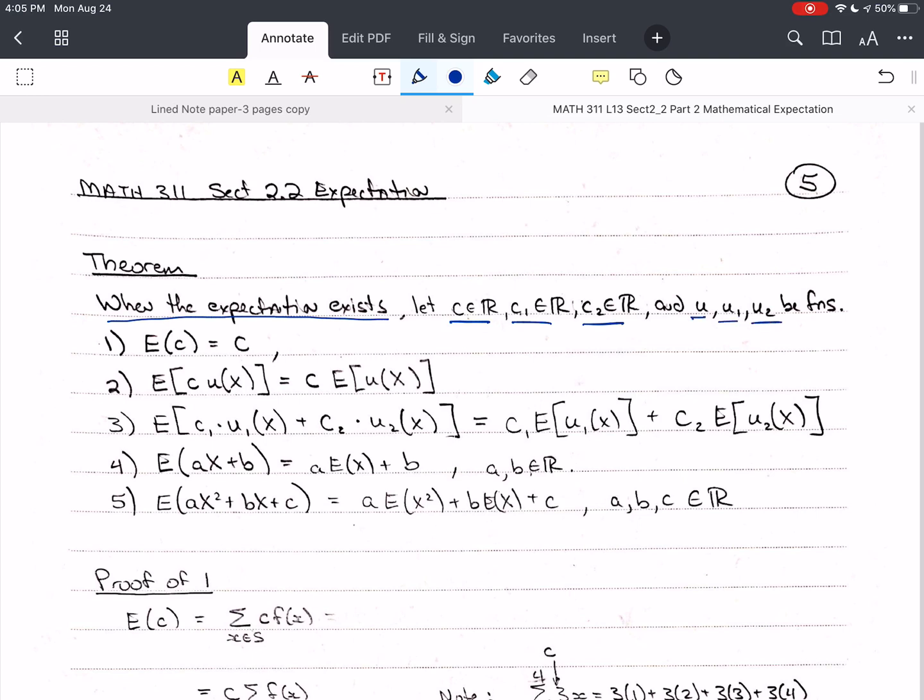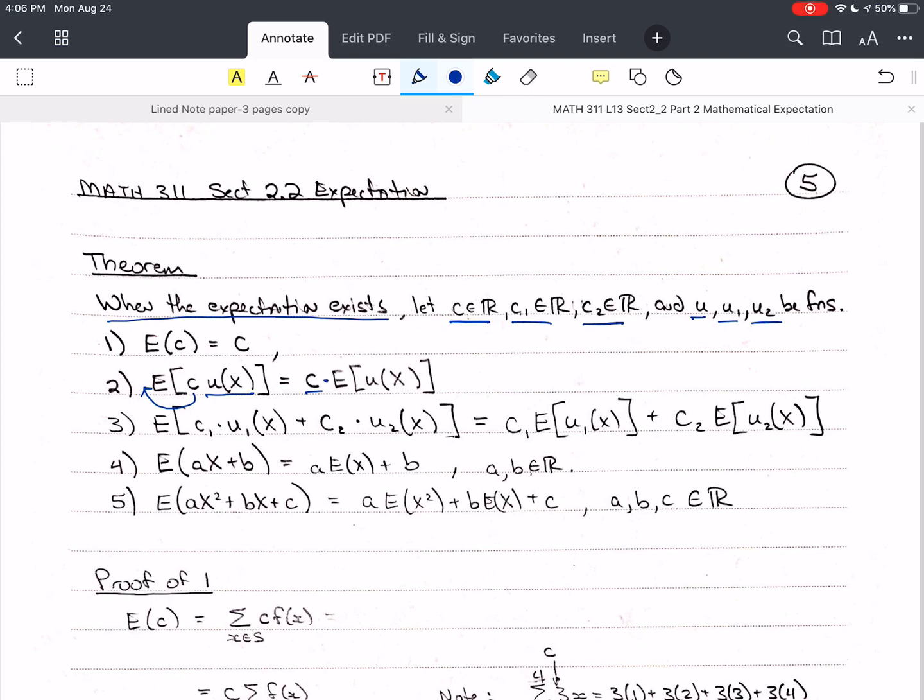So we're going to define constants c, c1, c2, and then we're going to define functions u, u1, and u2. First off, the expectation of a constant is just its constant. Remember, the expectation multiplies by a probability distribution. So if it's constant, there is no probability really associated with it. So the expectation of a constant comes back as a constant. That makes sense. And then the expectation of a constant times a function, u of x, well, we can pull the constant outside of the expectation. So we have c times the expectation of u of x.